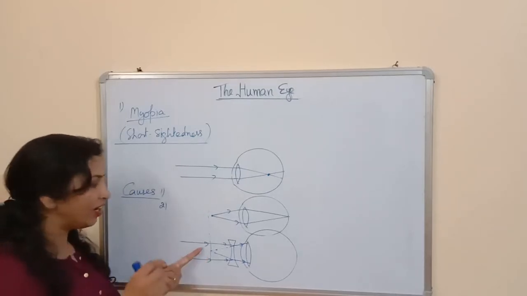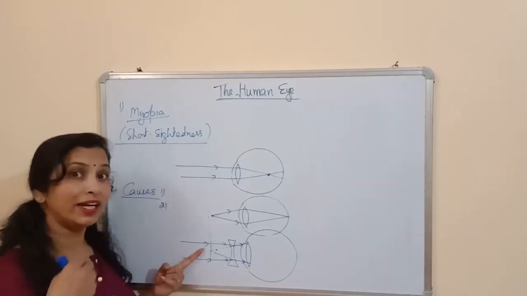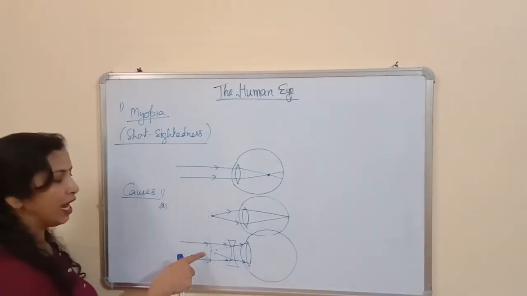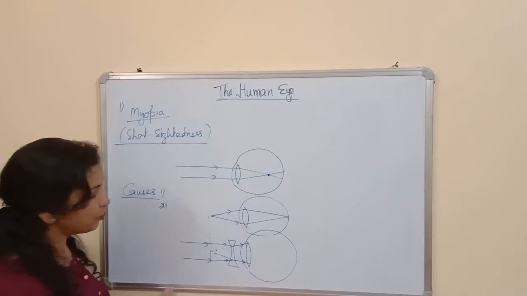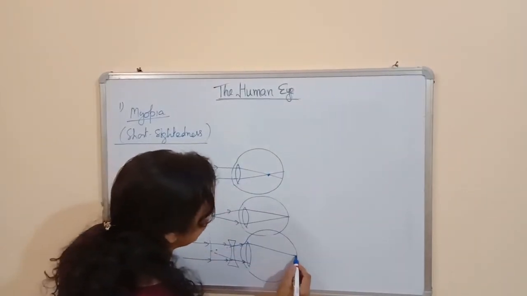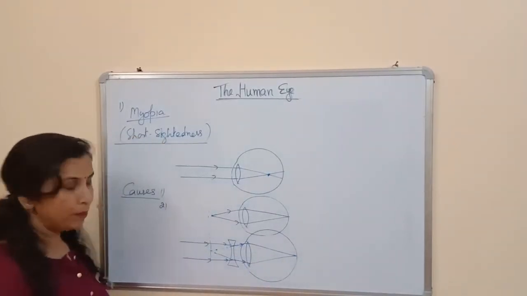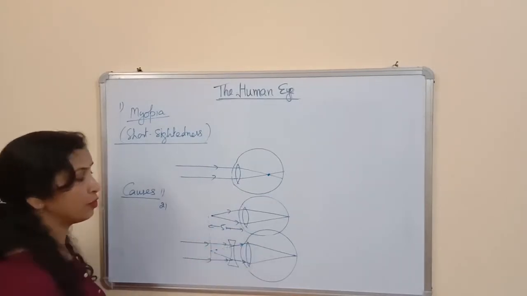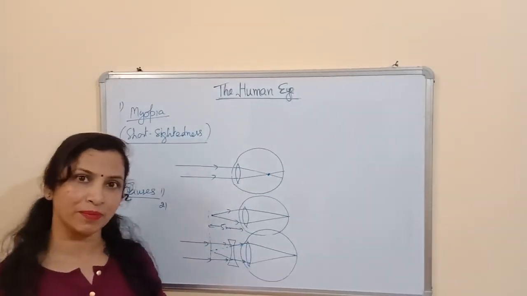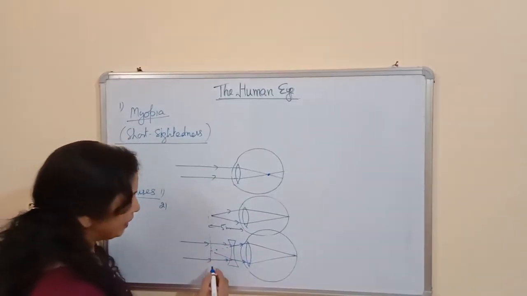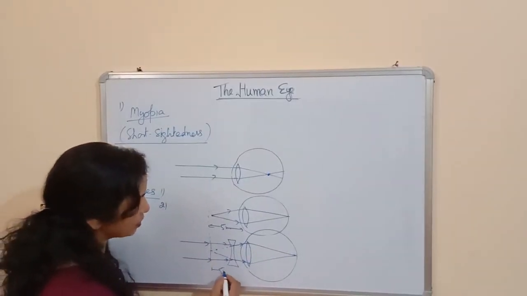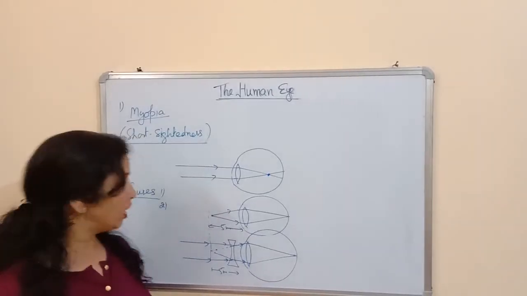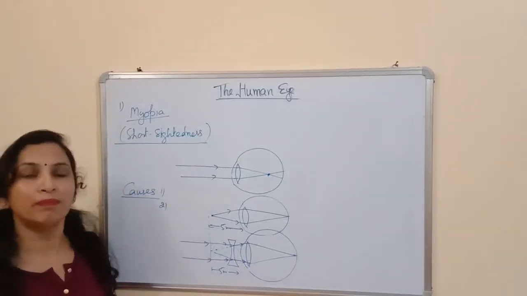The far distance at which you are able to see clearly, your lens will make the image at that distance. Due to this, the image will form at the retina. Because suppose the distance is 5 meters and you are able to see the object which is at 5 meters. So this lens will make the image at 5 meters, so you are able to see the object clearly. So this is about myopia.